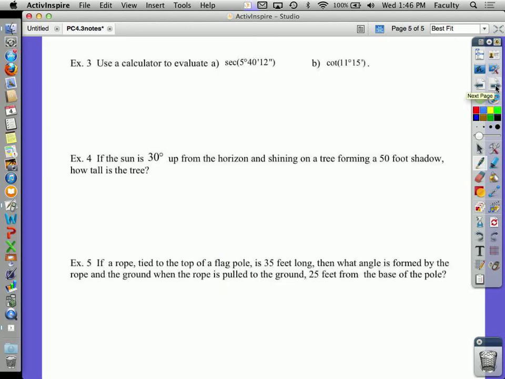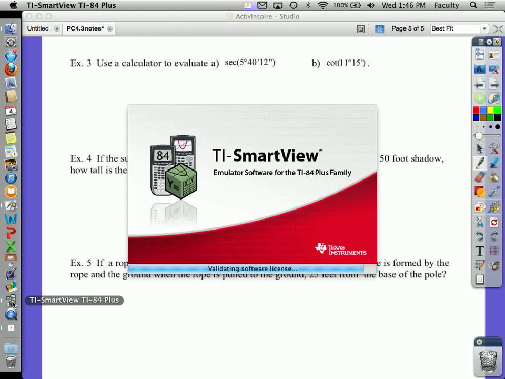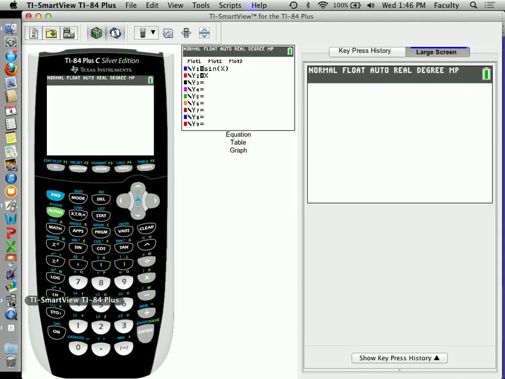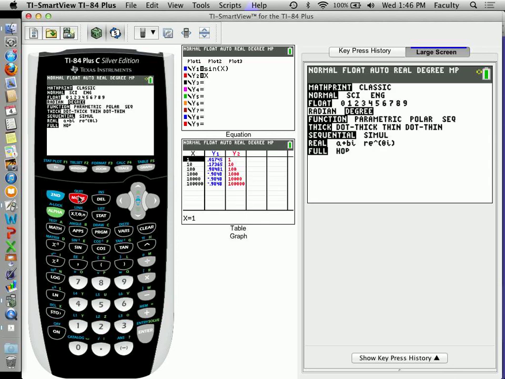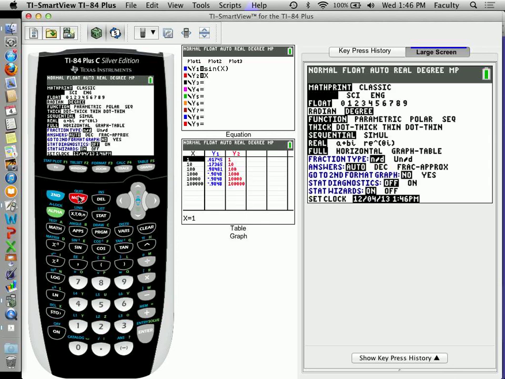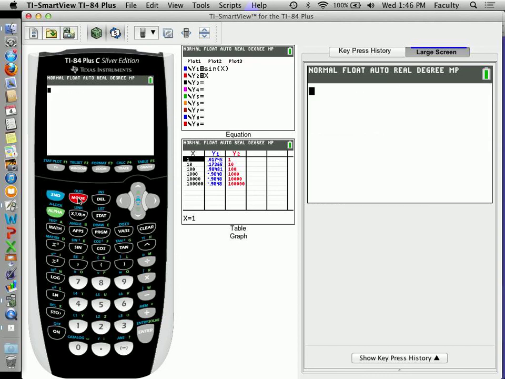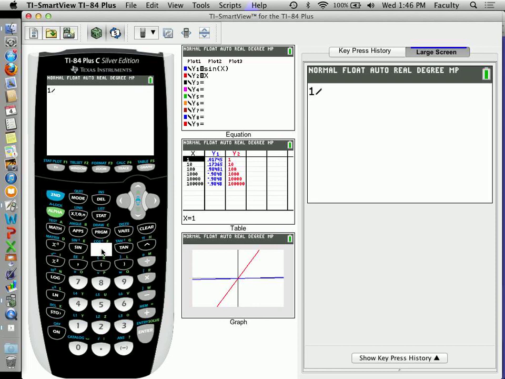All right, last thing is it says we want to evaluate, and we actually already know how to do this. Let's pull out the calculators. Remember, there's no secant button. But I know that secant is 1 divided by cosine. But I need to check my mode. Make sure I'm in degree mode because there's a degree symbol. So then I'm going to take 1 divided by cosine of 5 degrees, 40 minutes. And to get the seconds, remember that's alpha plus sign.